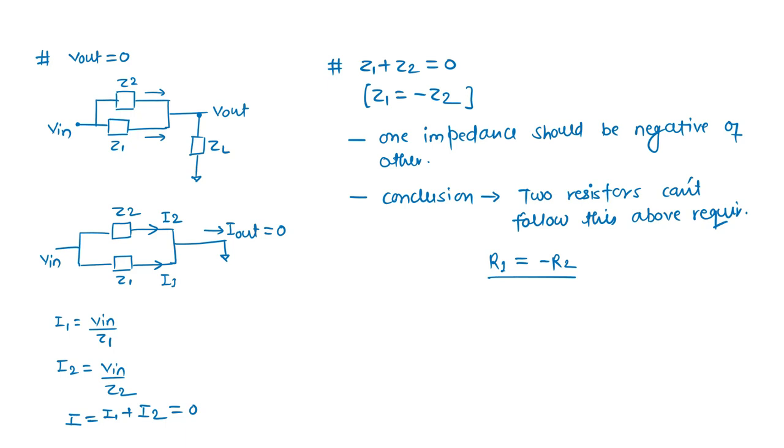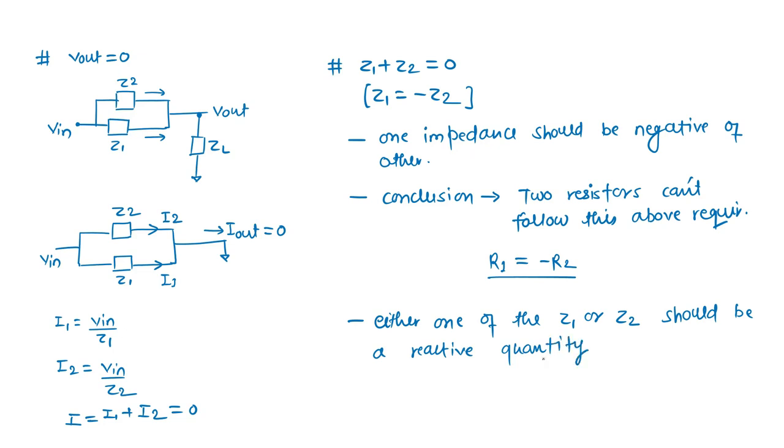So what is the point here? Point is that either one of the Z1 or Z2 should be a reactive quantity. Okay. So both cannot be resistive quantities, because we know that two resistors cannot be like this. R1 is equal to negative of R2.